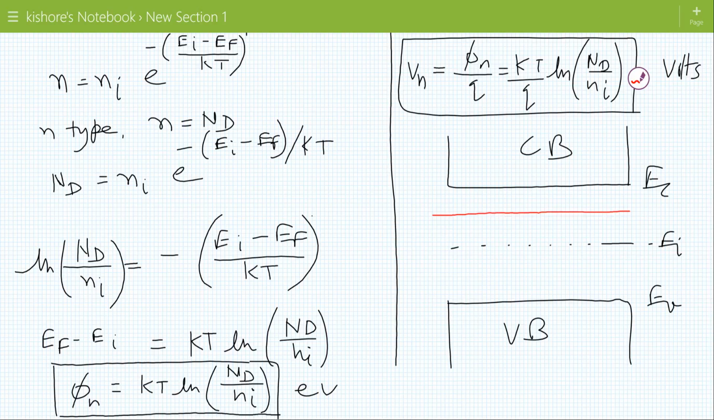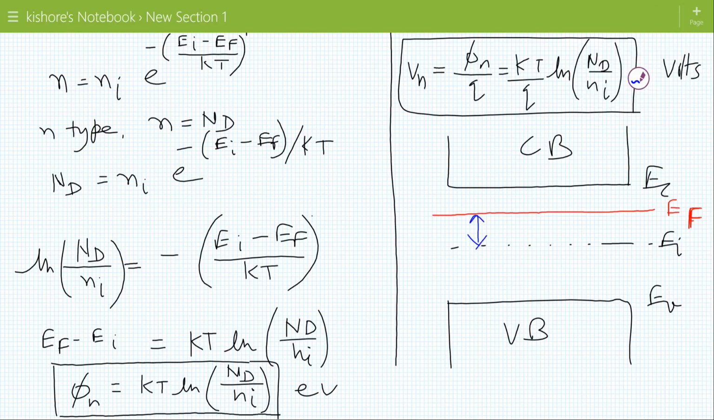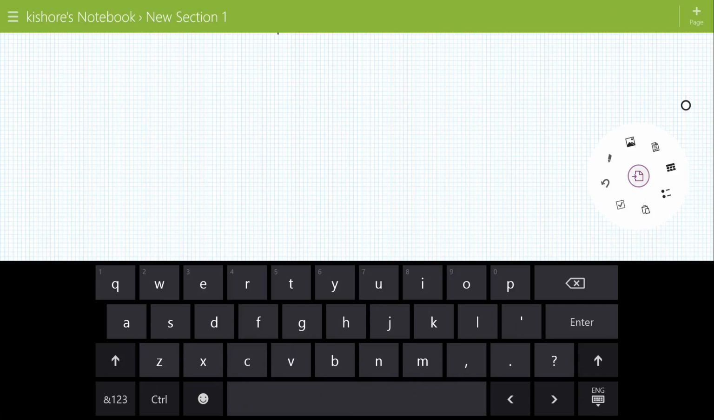This is the position of Fermi energy level in case of lightly doped n-type semiconductor, and this gap is electrostatic potential of n-type semiconductor, phi n. Similarly, we can derive the expression for electrostatic potential of p-type semiconductor.